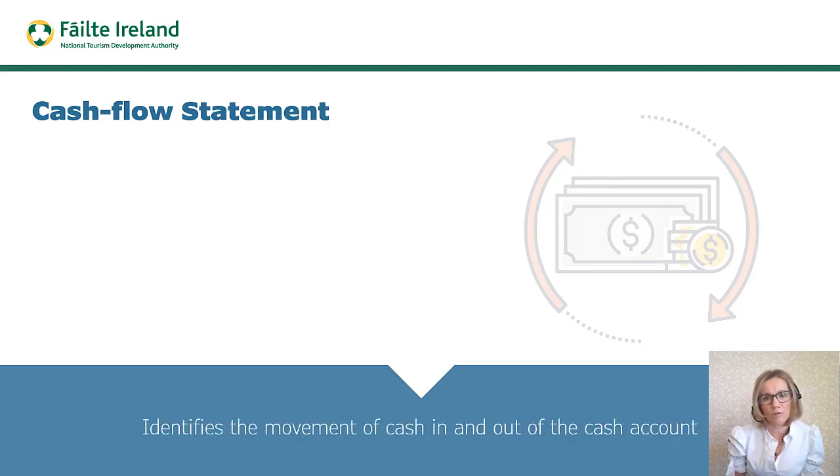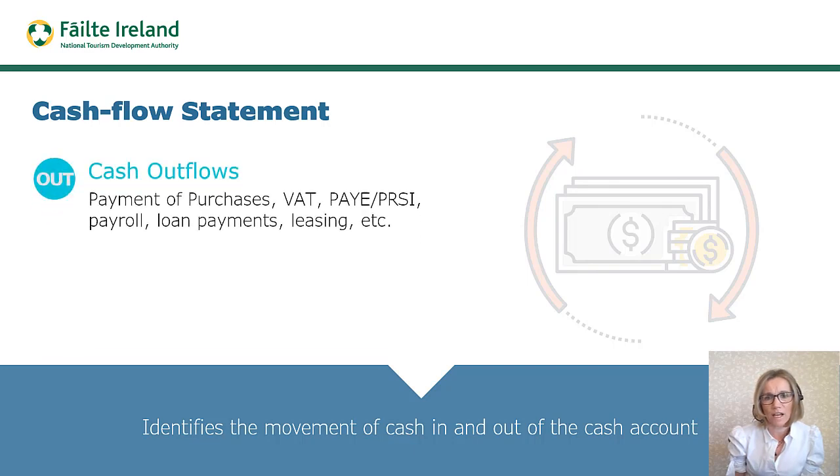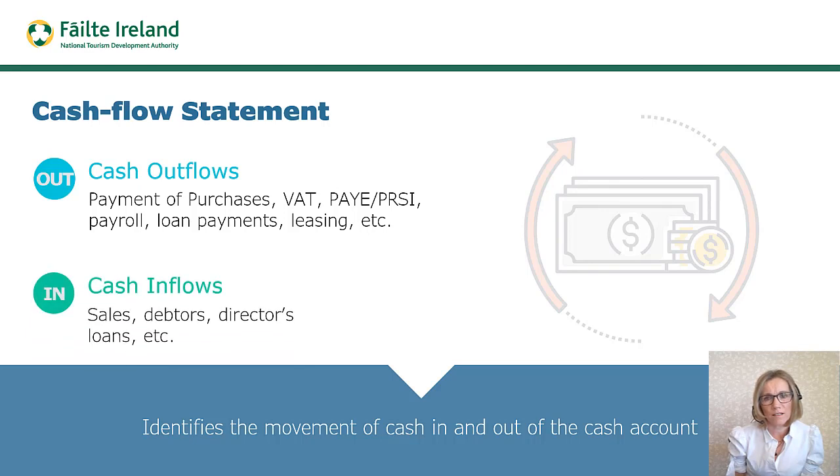It details the timing of payments of purchases, VAT, PAYE, PRSI, payroll, loan payments, leases, etc. It also details the inflows of cash from sales, debtors, such as tour groups or corporate accounts, for example, directors' loans, or other forms of cash into the business. It allows a business to forecast cash receipts and outgoing payments for the months ahead, and ultimately its ending cash position.